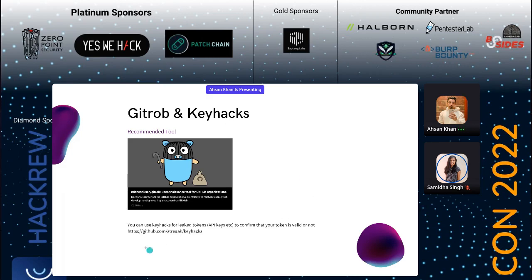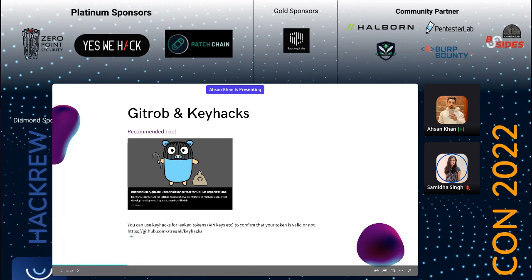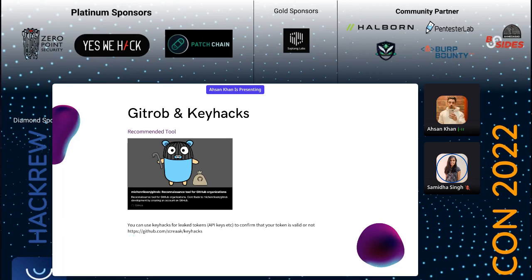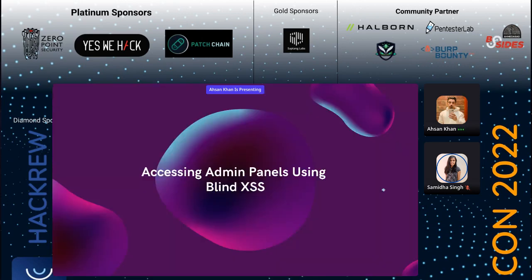And you can see the URL. If you found any valid API token, you can go to this URL and check whether it's valid or not. Okay, so this one is the second one.